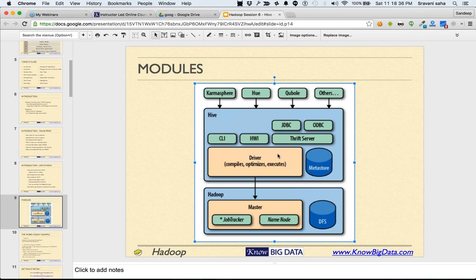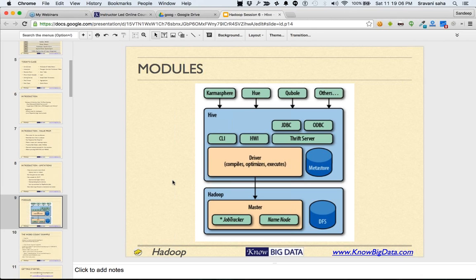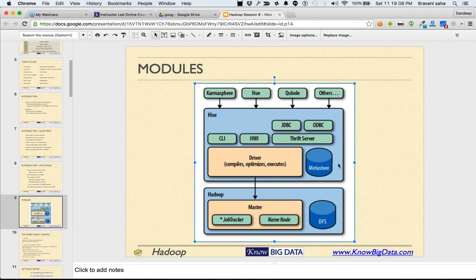This driver also communicates with the Metastore. The Metastore contains the definition of tables. The Metastore is nothing but a MySQL database. The Metastore is a very thin layer that talks to this database. Tomorrow, if you want to replace MySQL with something else, you can simply change those settings in the Metastore settings, and then the Metastore will be written in that database instead of MySQL. Right now, we are using MySQL. You can also use Postgres or something else.